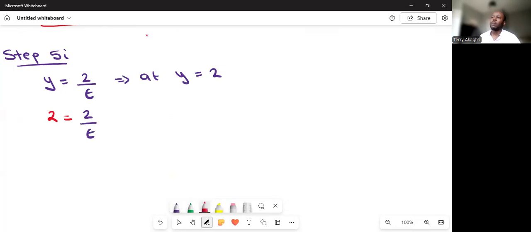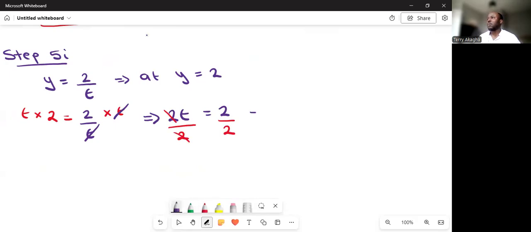Then I'm going to multiply both sides by t to get rid of the fraction. So that will give me 2t will be equal to 2, as this t cancels out this t. Now to get t, I'm going to divide both sides by 2. Are you seeing it? So this will cancel that, and t will be equal to 1. So you substitute the y value into the original equation to get t. So we've gotten the t now.